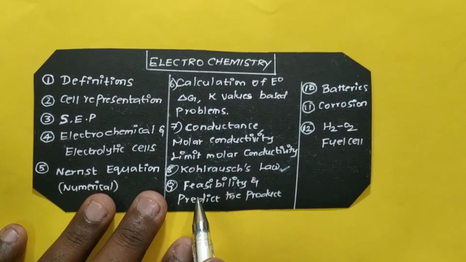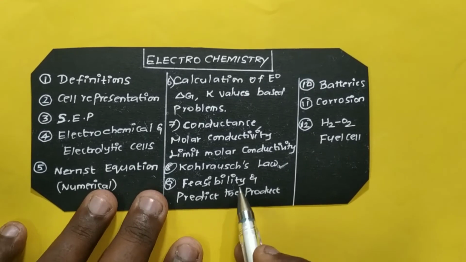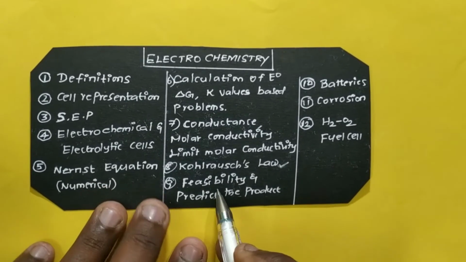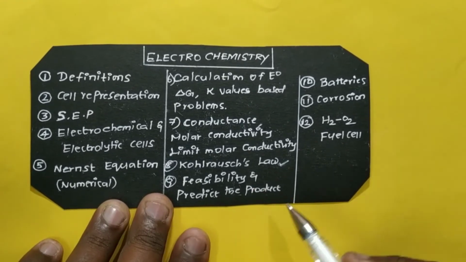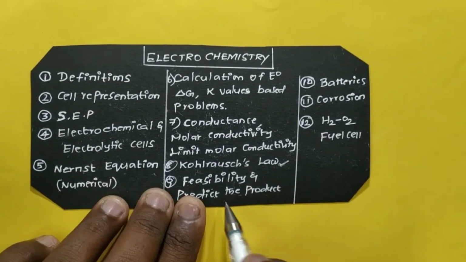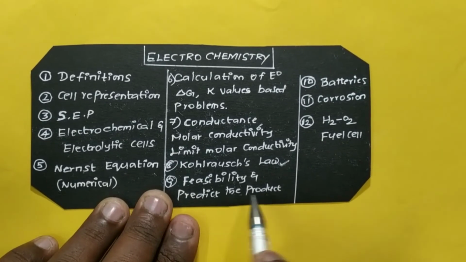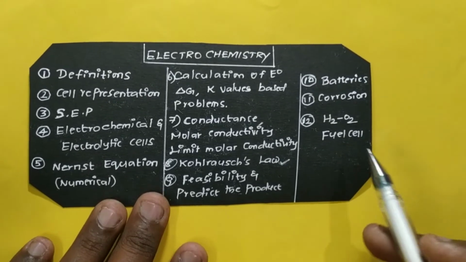And the very important thing is feasibility and predicting the product. They will ask the feasibility of the reaction as well as predicting the product at anode and cathode. They will give a certain reaction and some electrodes also. From that you should be able to find out what kind of product will be formed at anode and cathode. You have to decide it.